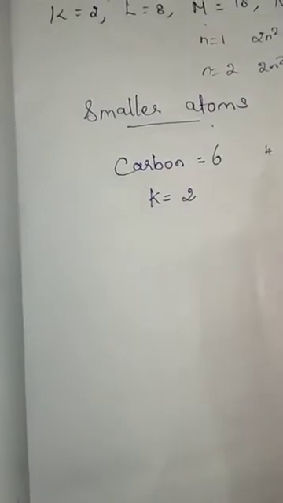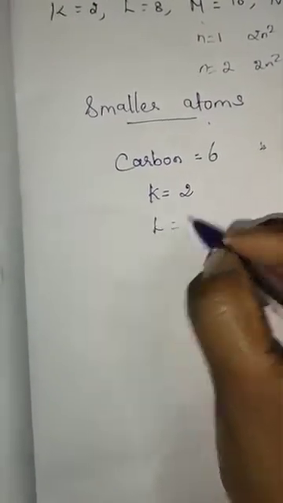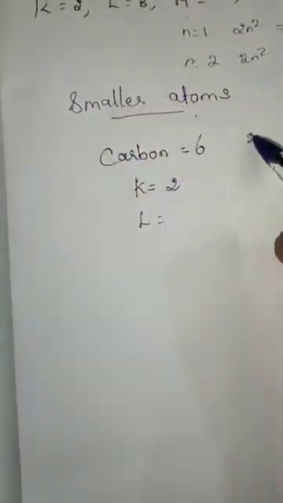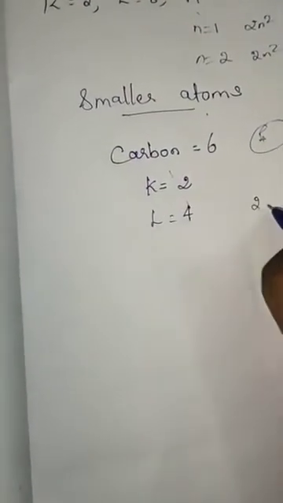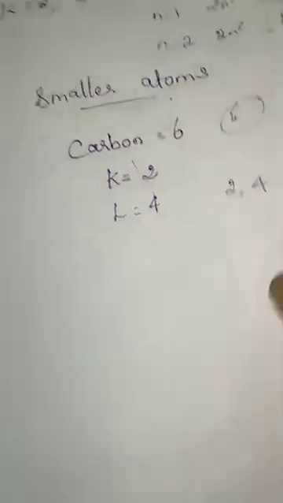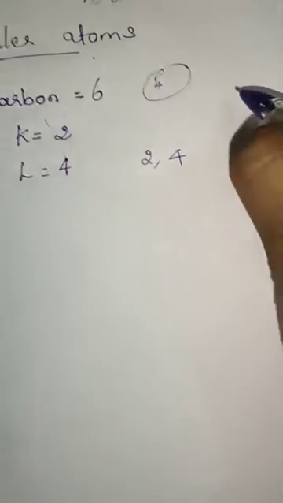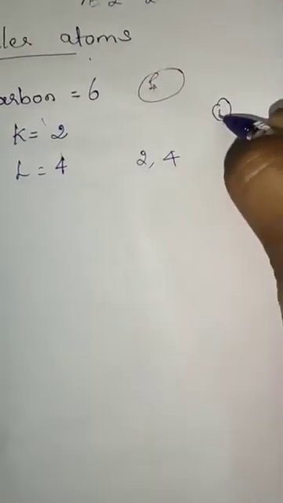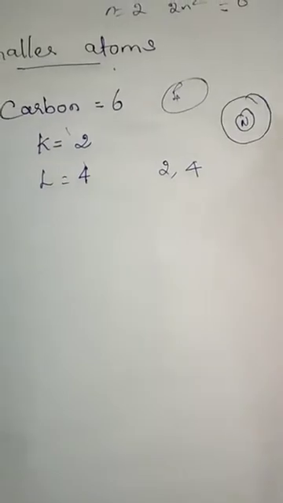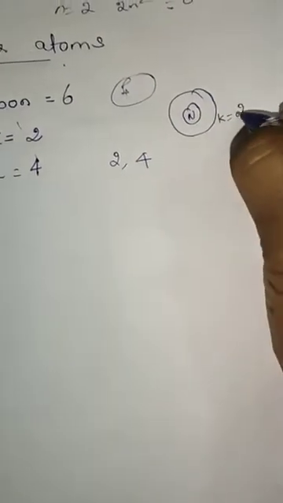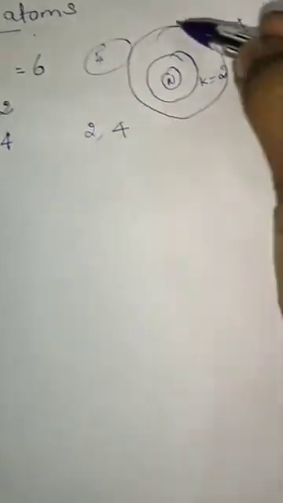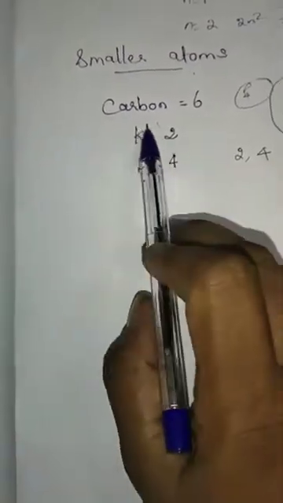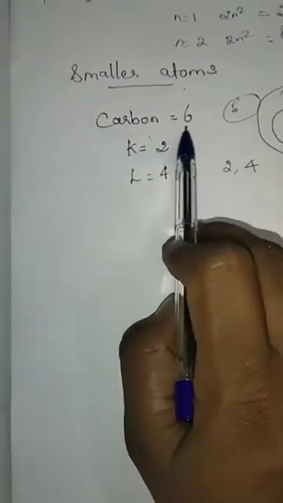Remaining, how much is there? 4. L shell can hold how many electrons? 8. But only 4 are available. So the electronic configuration is 2, 4. This is the nucleus. First orbit contains K equal to 2, L equal to 4. The outer shell contains 4. So 2, 4.